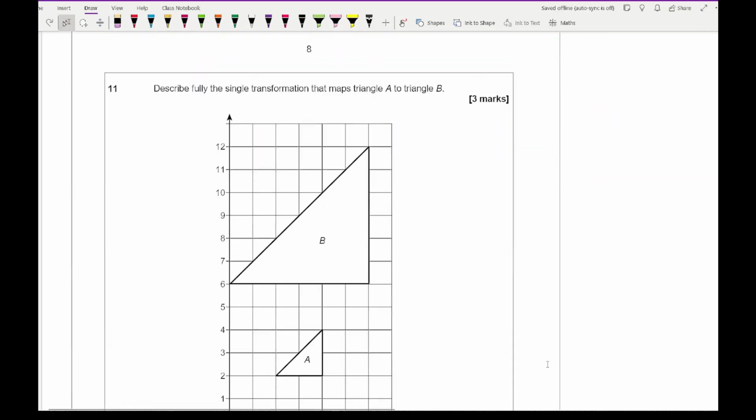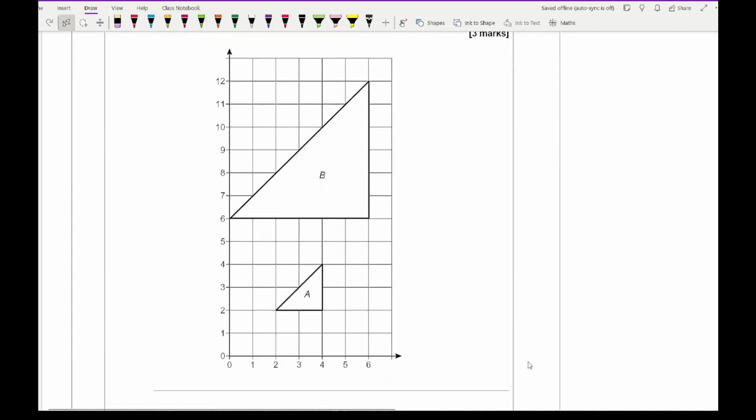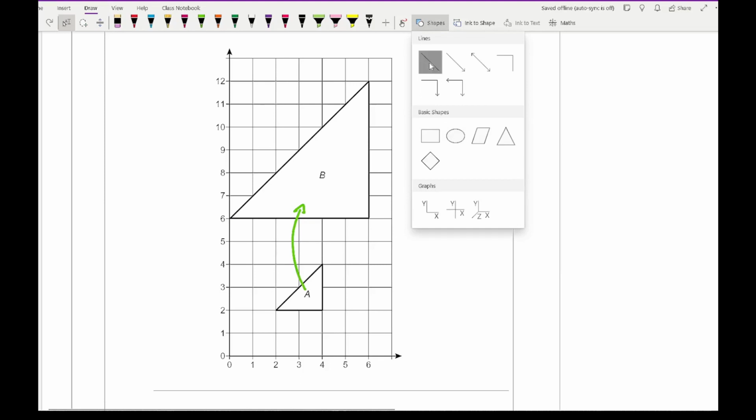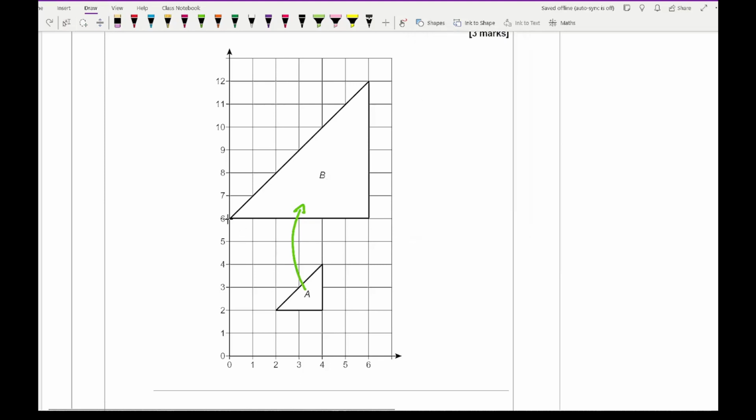Moving on to question 11, it says describe fully the single transformation that maps A to B. So we're going from this shape here to this one here. Now hopefully you would have spotted that this is an enlargement, and so what we need to do then is find out the properties of an enlargement by joining the points up. So let me just do that to find the center of enlargement.